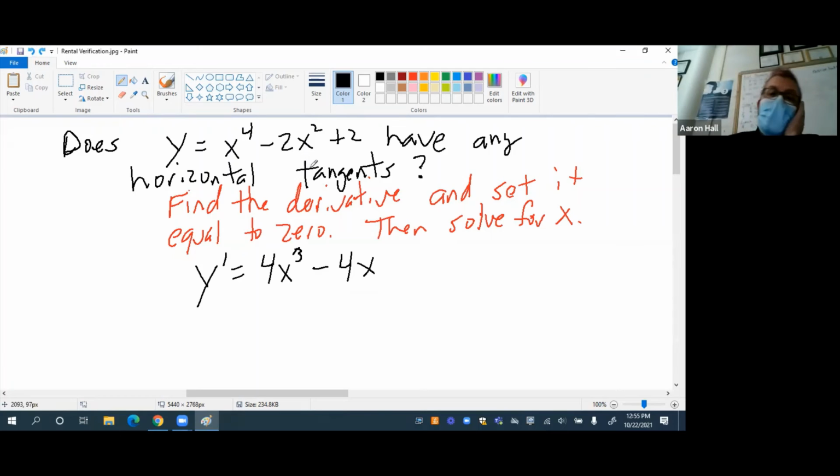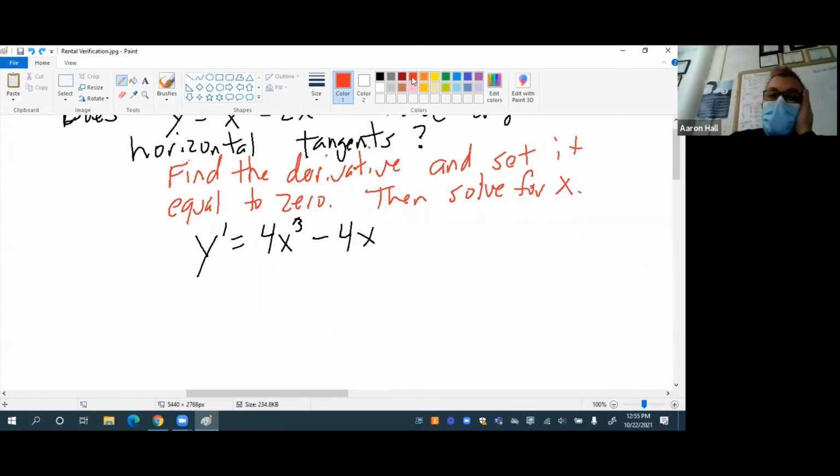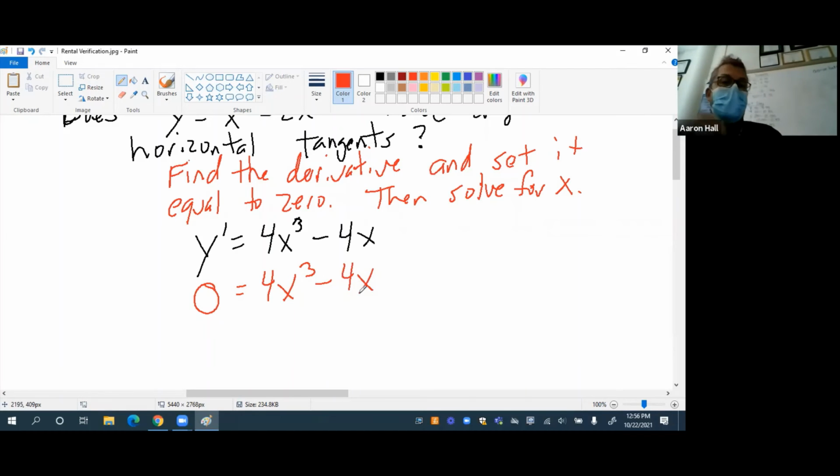Okay, so what was the next step after we find the derivative? Set it equal to 0 and solve for x. So this gives us 0. Why am I putting a 0 here? You want to find a horizontal slope, and a horizontal slope is a slope of 0. So let's put in 0 there, and now I need to solve for x. Gonna give some think time.